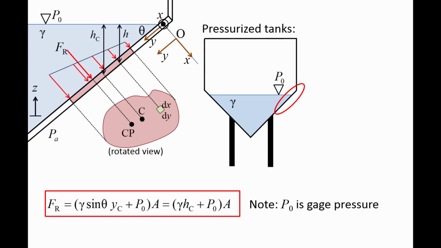Although not proven in this video, if the tank is pressurized to a gauge pressure of P0, the equation for the resultant force would need to be modified to gamma sine theta yc plus P0 times the area A, which can be rewritten as gamma hc plus P0 times A.